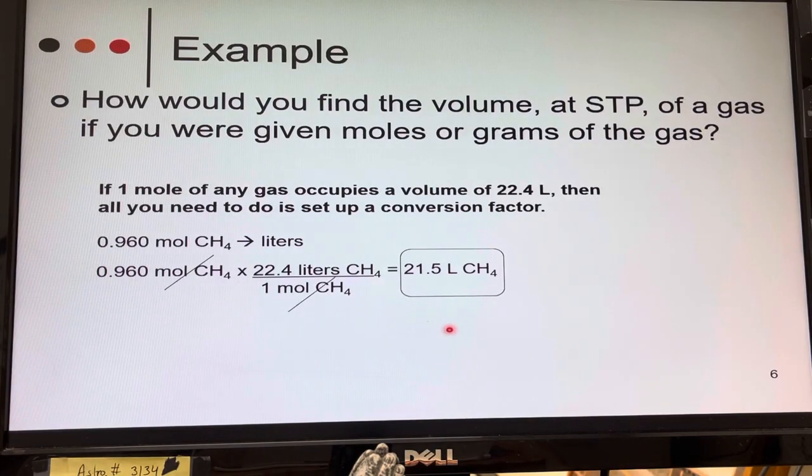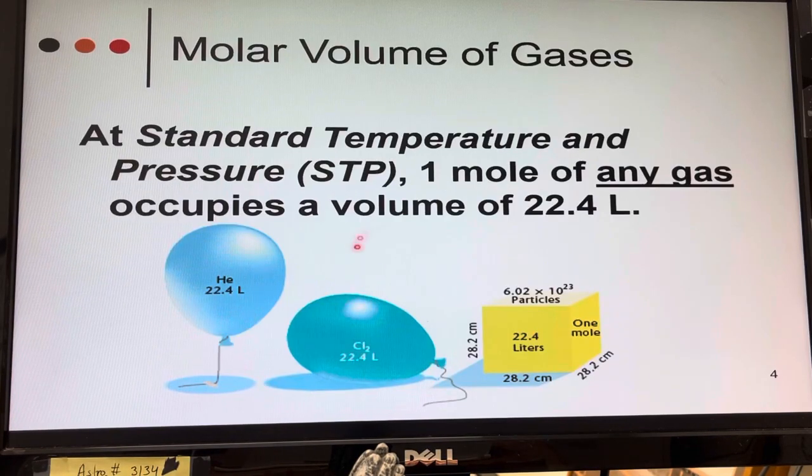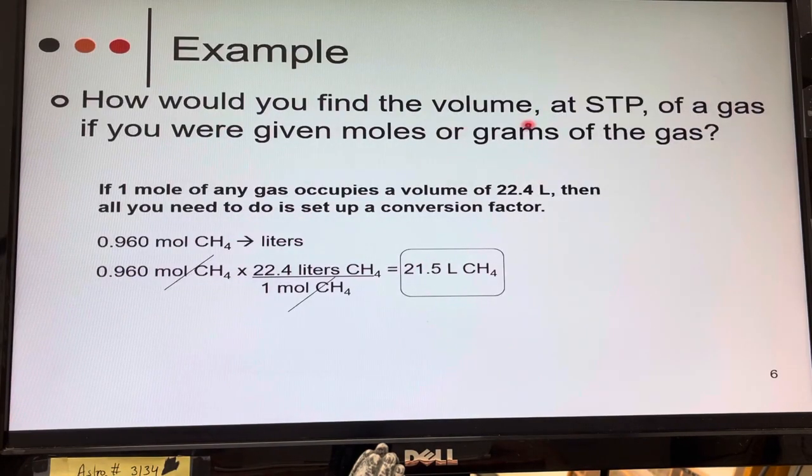So here's an example of how to use this information here. Okay, 1 mole occupies 22.4 liters. Okay, so how would you find the volume? And we're on slide 6. How would you find the volume at standard temperature and pressure of a gas if you were given moles or grams of that gas?